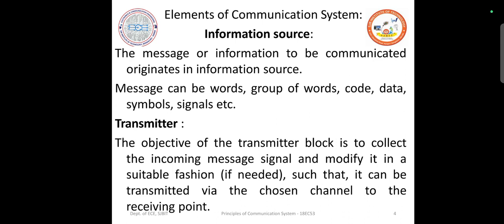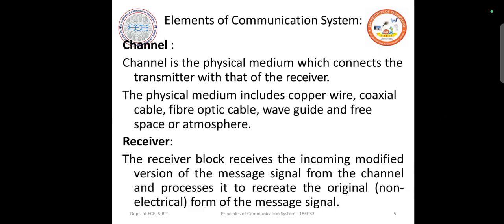Okay. So coming to the information source, what it is, the message or information to be communicated originates in information source. Message can be word, group of words, code, data, symbols, signals, etc. What is a transmitter? The objective of the transmitter block is to collect the incoming signals, message signals, and modify it in a suitable way such that it can be transmitted via a chosen channel to the receiving point. This is the whole idea behind a communication system.